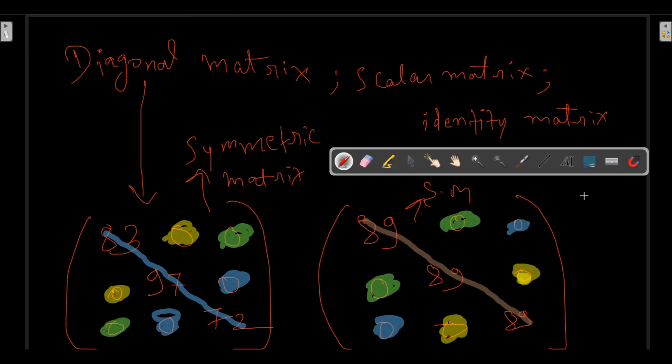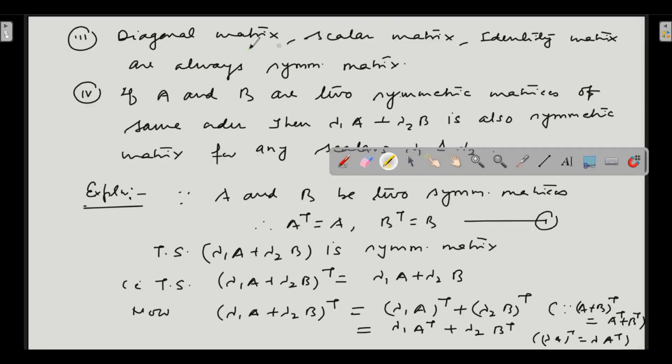What about identity matrix? Similar logic. What is an example of identity matrix? 1, 1, 1, 0, 0, 0, 0, 0, 0. This is an example of identity matrix. You can certainly check the things. All the corresponding elements above and below the principal diagonal are equal. This is the principal diagonal. So this will also be a symmetric matrix. So a diagonal matrix, a scalar matrix, and an identity matrix are always symmetric matrices. This fact you must remember.